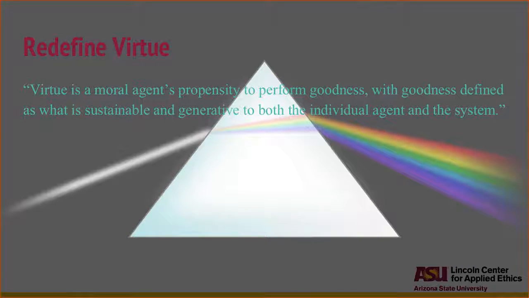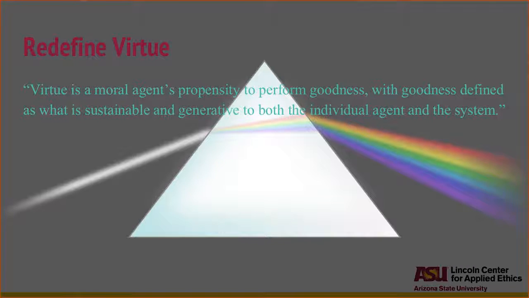We propose a formal definition of virtue as a moral agent's propensity to perform goodness, with goodness defined as what is sustainable and generative to both the individual agent and the system. In a small system, such as a relationship between two people, goodness means what is beneficial for both people.